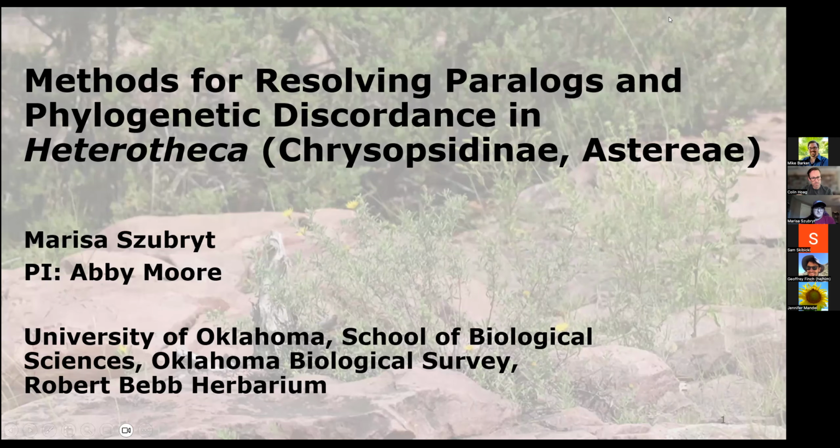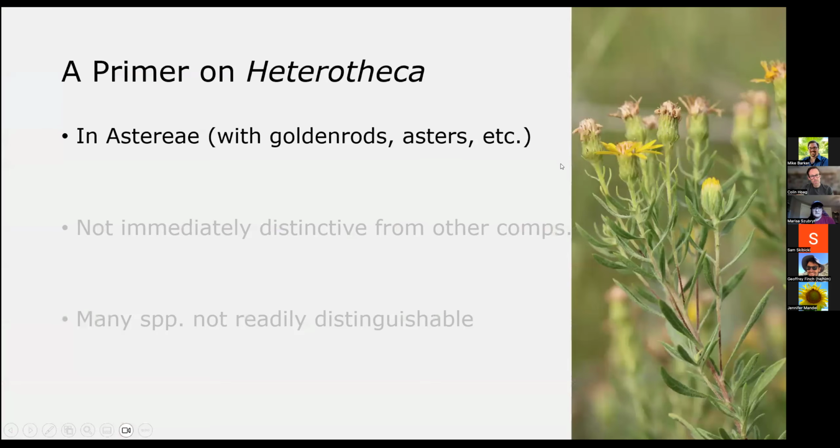So for those of you who don't know me, I'm Marissa Schubert. I'm a fifth-year PhD candidate at the University of Oklahoma in Abby Moore's lab, and I'll be talking today about Heterotheca, which is an Astereae. It's in the tribe with goldenrods, asters. If you're in North America, there should be lots of familiar genera and a lot of kind of DYCs, especially in the western part of the country. Heterotheca isn't immediately distinctive from a lot of other comps in this tribe.